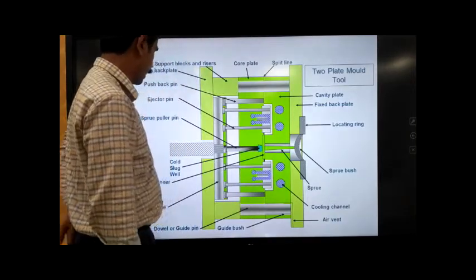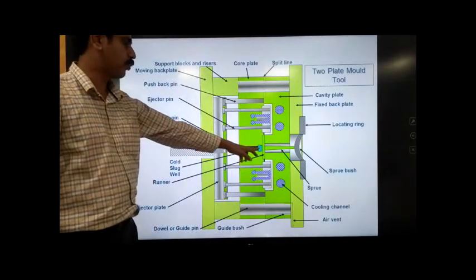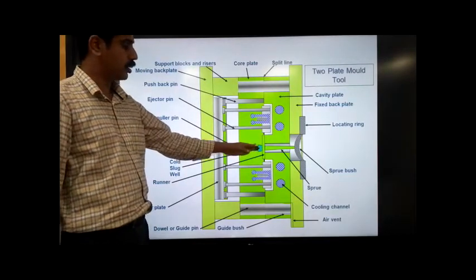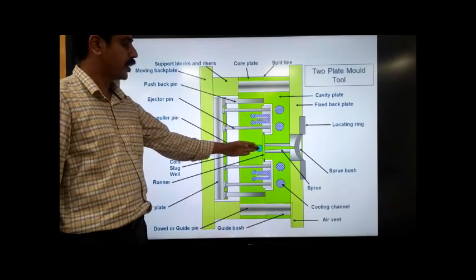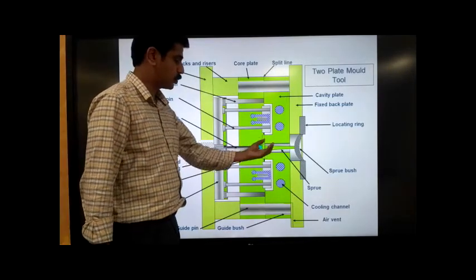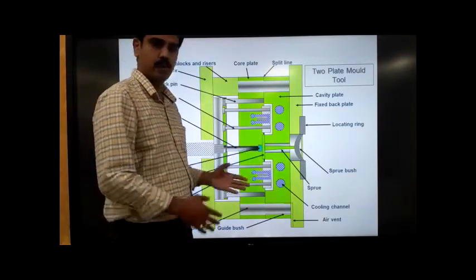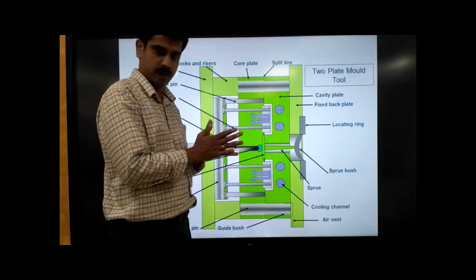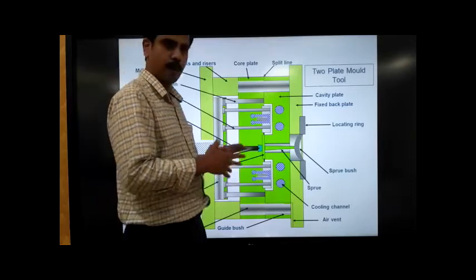And for that, we will have a part known as the cold slug well, where the material is stored, and this will facilitate easy removal of the sprue out of the sprue bush. So we need to remove this sprue in every cycle. Why do we require it to be removed? Otherwise, the pathway is going to be blocked. So our pathway needs to be open.